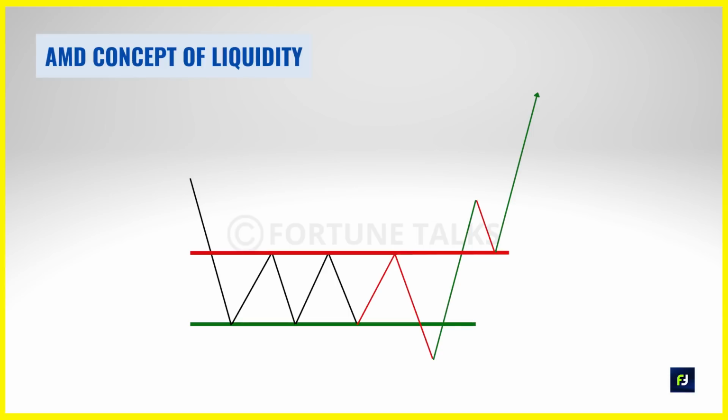But to brush things up, the AMD concept, or accumulation, manipulation, distribution, is a three-step process which involves hunting the retailer liquidity in the market by inducing these ill-informed traders to buy or sell at the wrong place at the wrong time in the wrong direction. This IFC concept is one of the popular manipulation techniques used to absorb the retail liquidity.